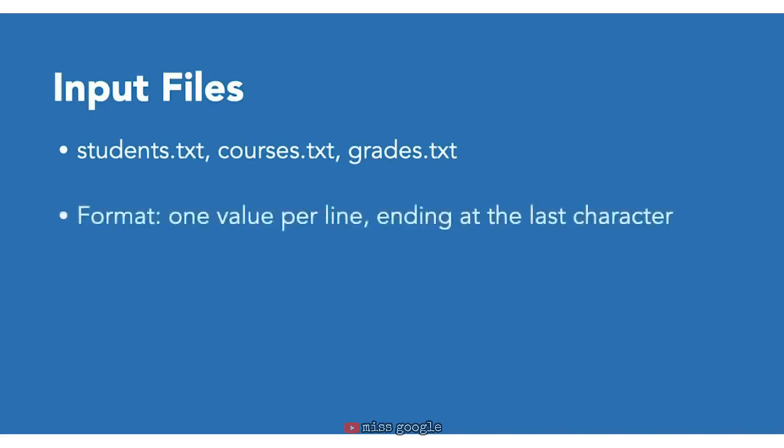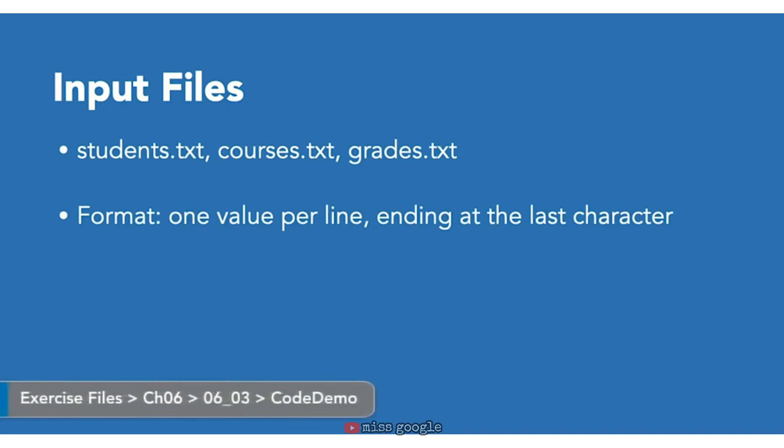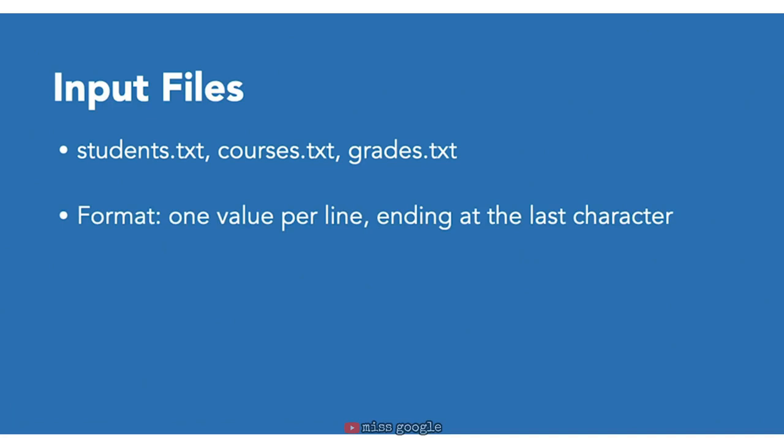These files have the same format I used in the file reading exercise, with one value per line and ending at the last character. For example, the students file has a series of ID name pairs, with the ID in one line and the name in the next line. The file ends in the last character of the last name.